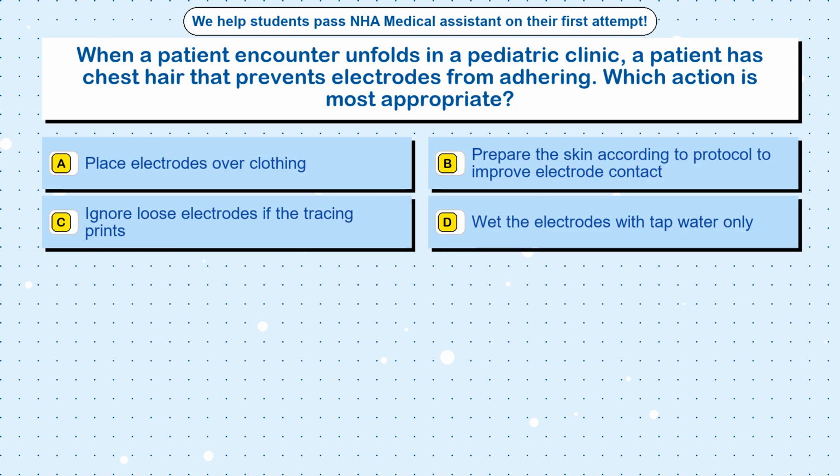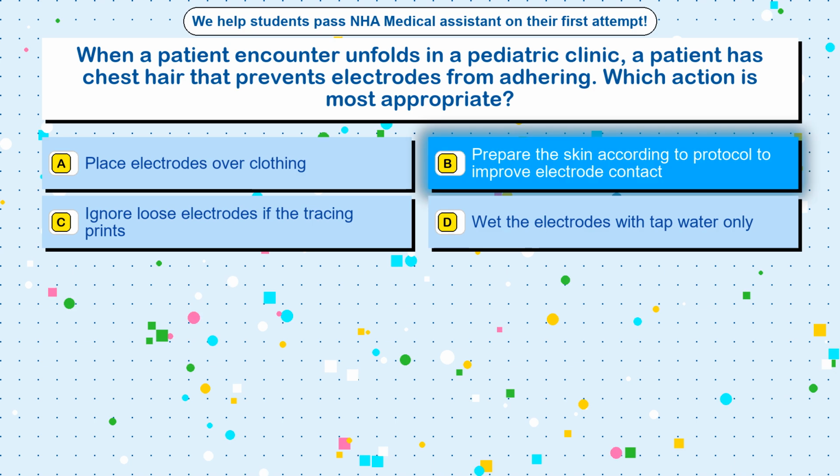Question 60. When a patient encounter unfolds in a pediatric clinic, a patient has chest hair that prevents electrodes from adhering. Which action is most appropriate? Option A, place electrodes over clothing. Option B, prepare the skin according to protocol to improve electrode contact. Option C, ignore loose electrodes if the tracing prints. Option D, wet the electrodes with tap water only. The correct answer is option B, prepare the skin according to protocol to improve electrode contact.